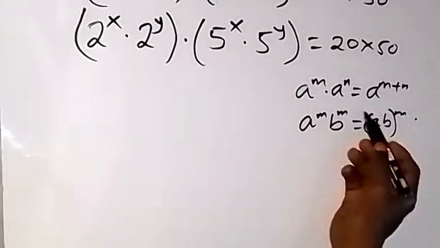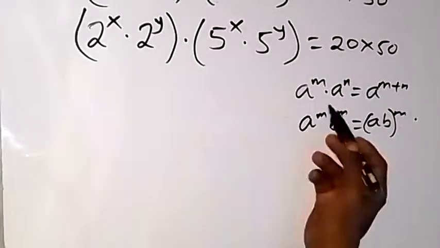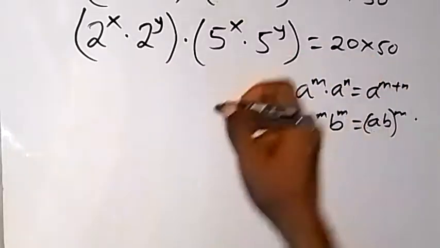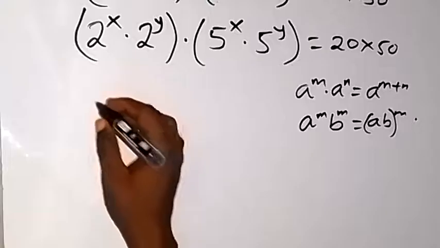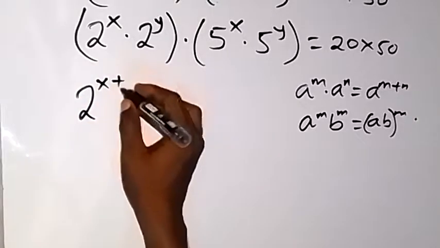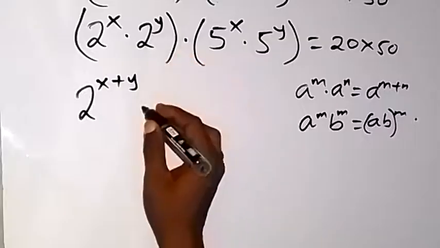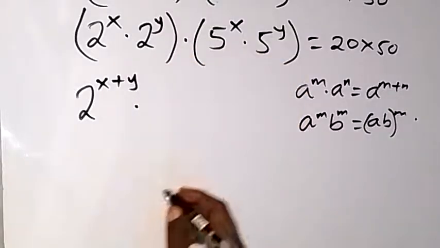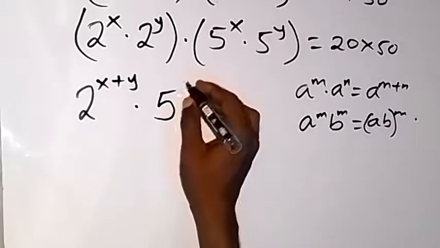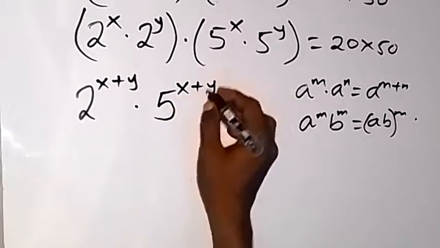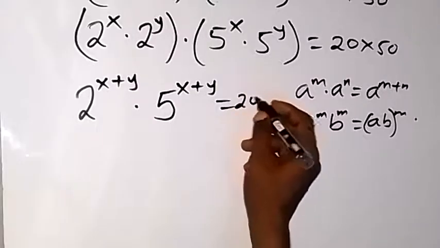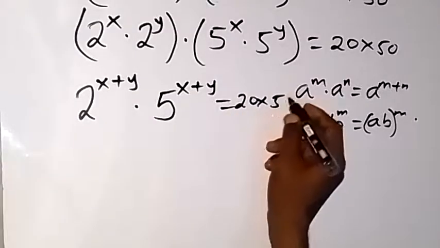Then from here, we apply the first one, which is same base. Then they multiply, we add the power, so that we have 2 raised to power x plus y. Then multiplied by 5 raised to power, also same base, we add the power x plus y, which will give us 20 multiplied by 50.